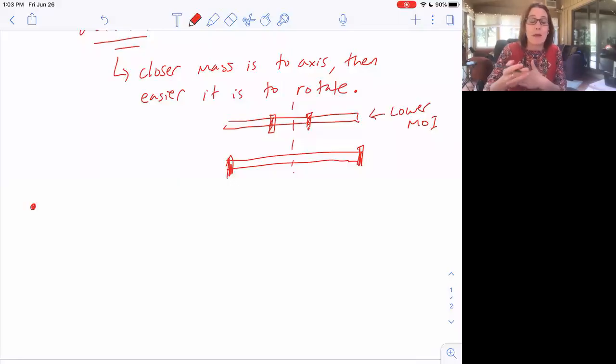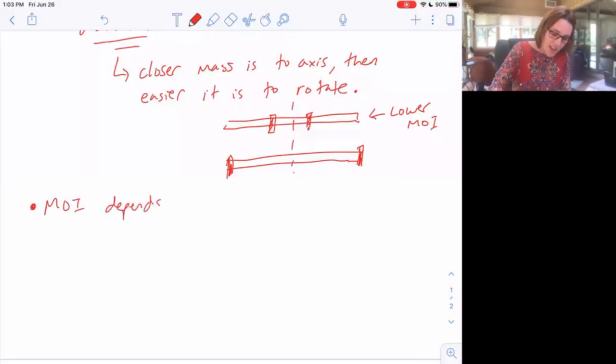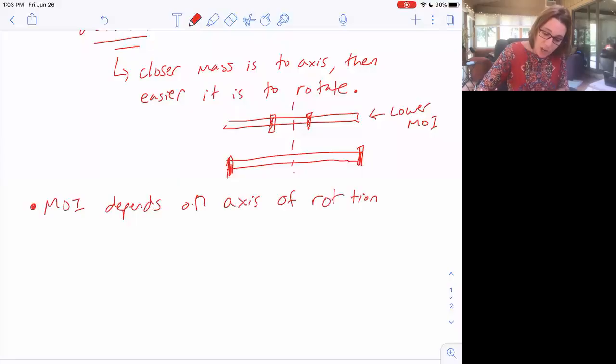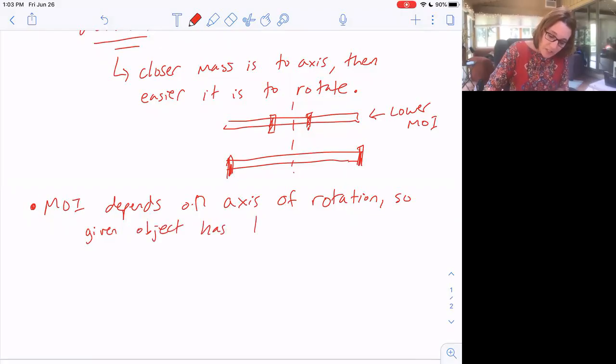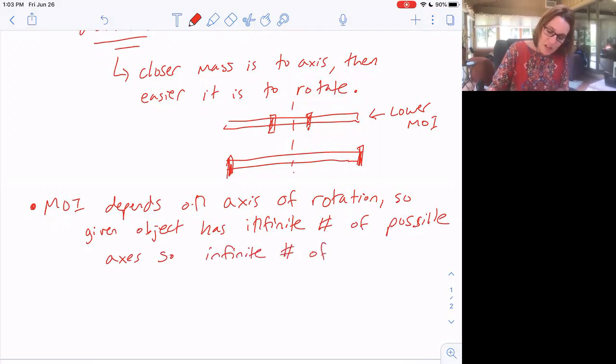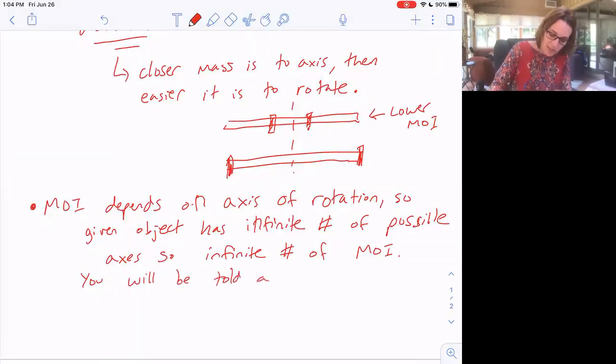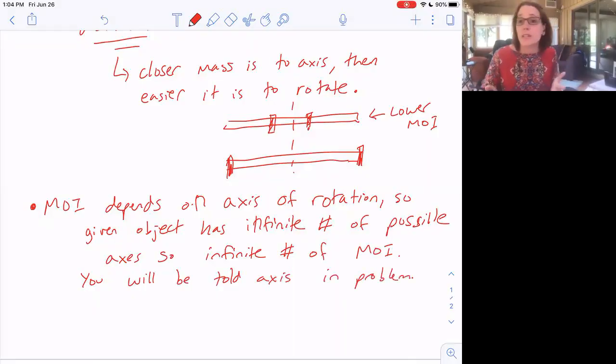The other thing is, because it depends on the mass distribution from the axis, the moment of inertia is not fixed for a given object. It depends on the axis. So the moment of inertia depends on the axis of rotation. One object can have an infinite number of possible axes of rotation, and therefore an infinite number of moments of inertia. And that's okay. In a problem, you would be given the axis.